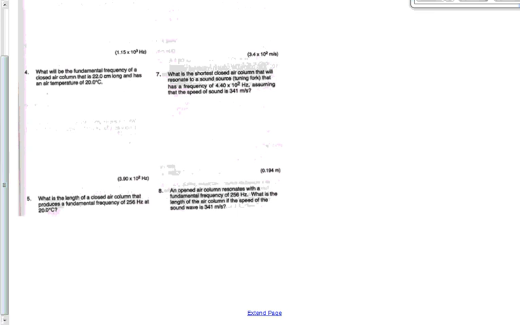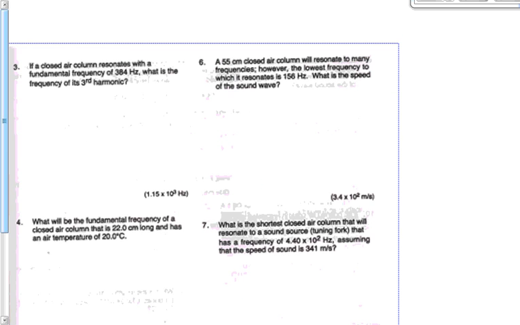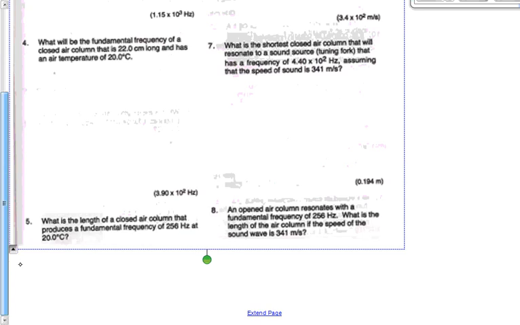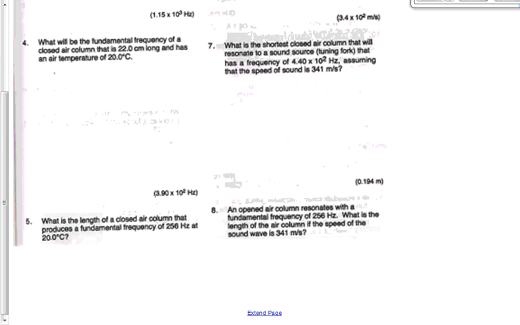I'm going to try to make this a little bit bigger so we can see it better. Here's the question. It says, what length of closed air column? So we can have a closed air column which looks like this. We can have an open air column which looks like this. Which length of closed air column produces a fundamental frequency? What's another word for fundamental frequency? Two words. Yep, the first harmonic. It produces a fundamental frequency, first harmonic, at 256 hertz at 20 degrees Celsius.